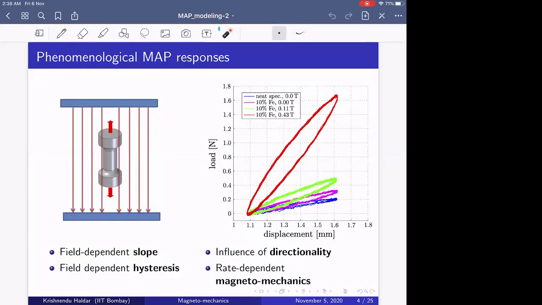Now the point is, if we are given such responses, how do we model them such that as a prediction you will be able to capture these salient features? That is the main objective: to develop a constitutive equation for such materials which is elegant enough to produce prominent responses at different magnetic fields. So now I am gradually entering the modeling part.